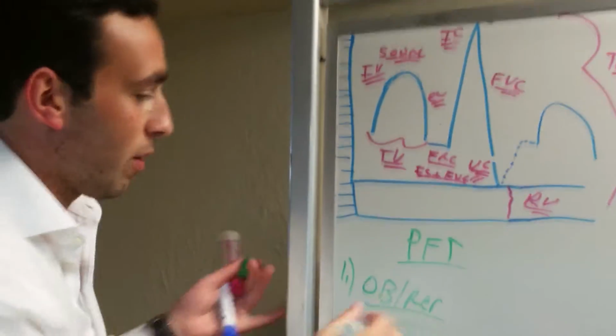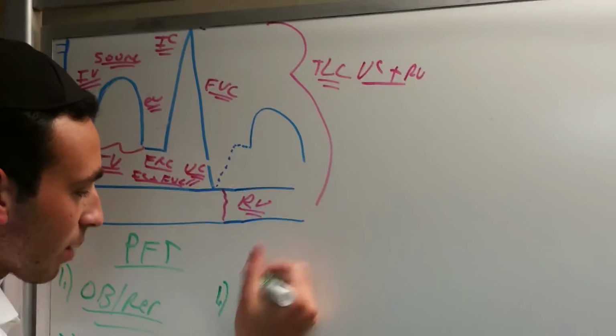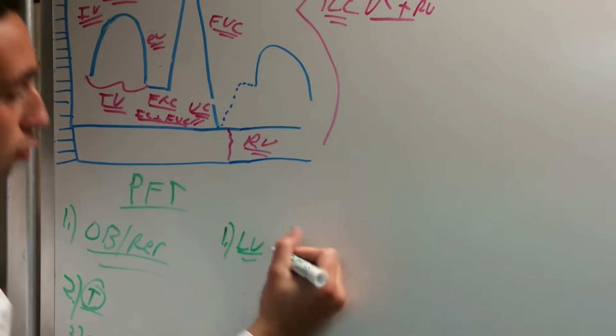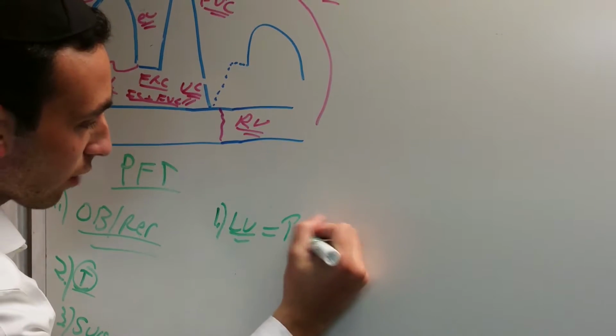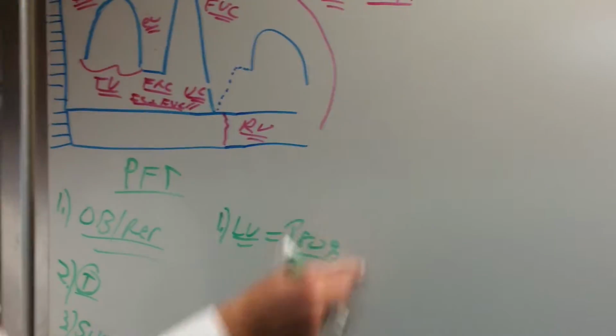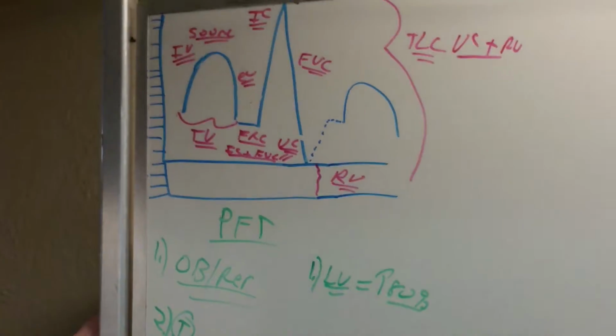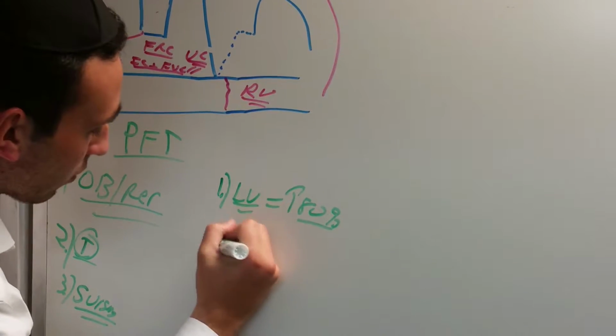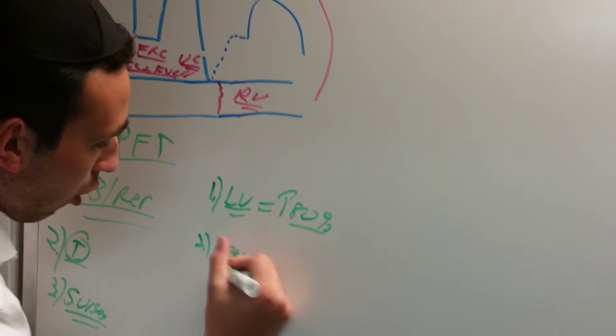So the first reason we do the pulmonary function test is to have a look at the different lung volumes, okay? And those lung volumes are supposed to be at least over 80% of what our machine predicted them to be. Okay, so that is the first group of pulmonary function tests. The second group of pulmonary function tests is referred to as the FEV1 over FVC.